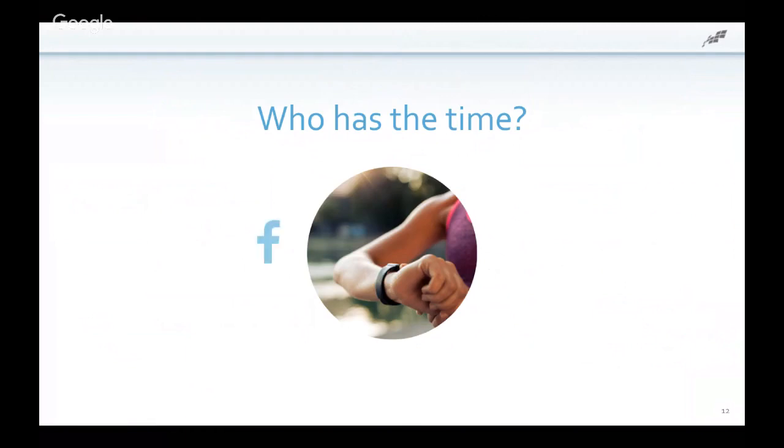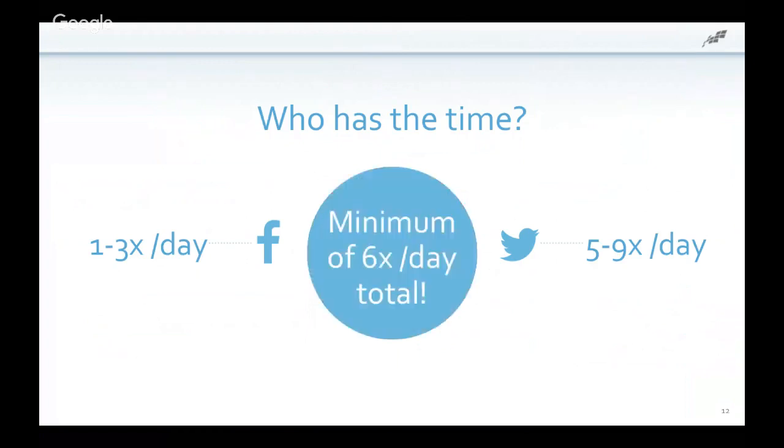Let's say you have a presence on Facebook and Twitter. The best practice says that you should post 1 to 3 times per day and tweet between 5 and 9 times per day. So that's all in 6 times a day total that you should be publishing to social media. That's a lot of time. That's a lot of content if you're trying to come up with it all yourself.